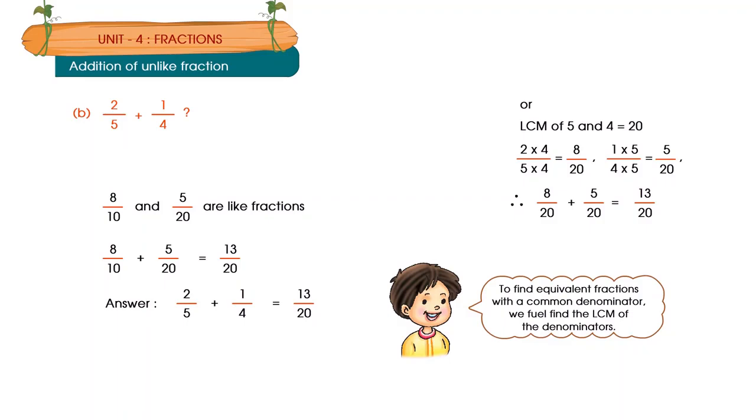If the sum of two or more fractions is not in its lowest term, reduce it to the lowest term. D. Add 3/4 and 4/5. The LCM of the denominators 4 and 5 is equal to 4 into 5, which is equal to 20. 20 divided by 4 is equal to 5. 20 divided by 5 is equal to 4.